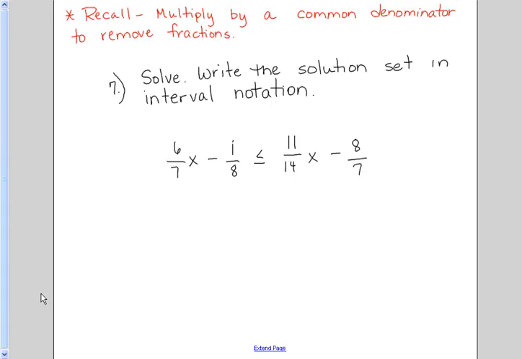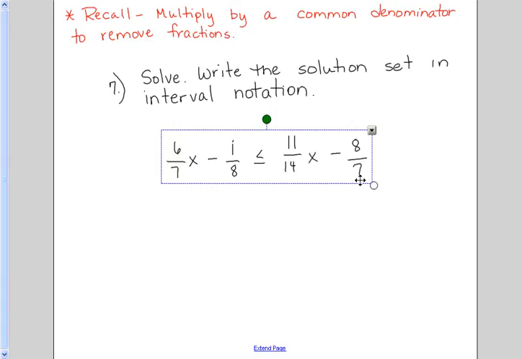Okay, so as I look at my problem, 6/7 x minus 1/8 is less than or equal to 11/14 x minus 8/7. I want to look at the denominators, the numbers on the bottom of my fractions, and I want to find a number that 7 and 8 and 14 and 7 again would all divide into.